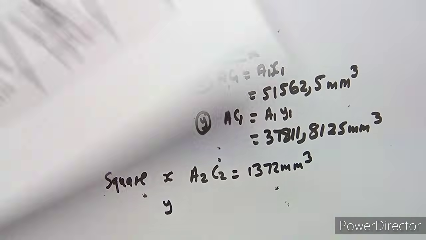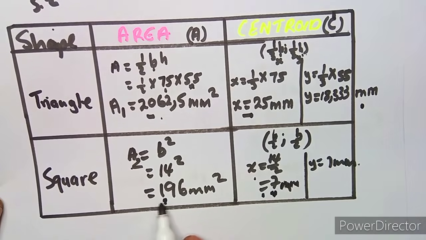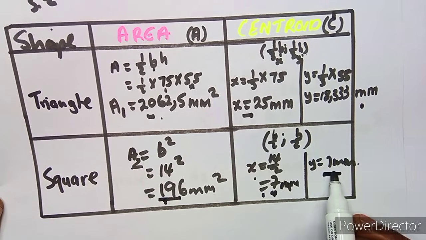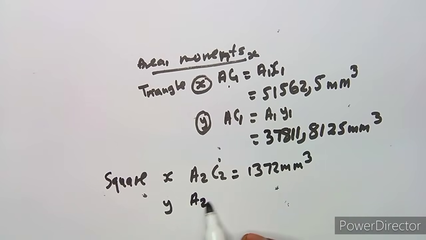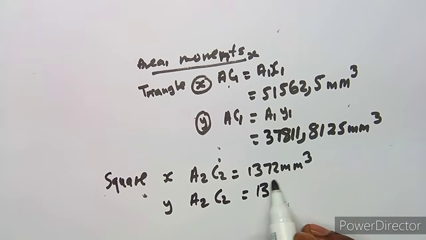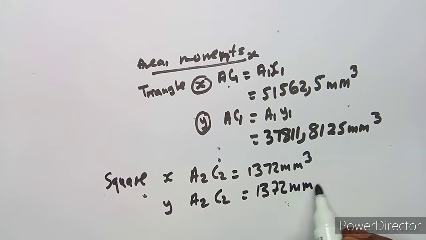You move on for y, you do the same. For y, you multiply area times the distance for y. So as you can see, these two are the same, so you shall obtain the same value for y, which is 1372 cubic millimeters. So I shall show you another method again.